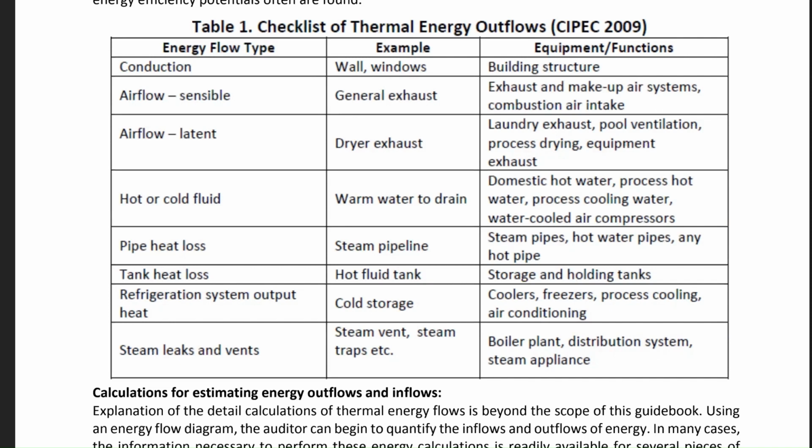Okay. Next is the hot or the cold fluid. These are the fluids which are to be flown through the pipe system. It can be the domestic water, hot water system, or the process hot water, process cooling water as the condition demands, water cooled air compressor, etc. Pipe heat loss: when we are flowing any fluid, whether water or gas, or the steam pipelines, it may have some losses. Those losses are also to be considered while calculating the thermal energy outflows.